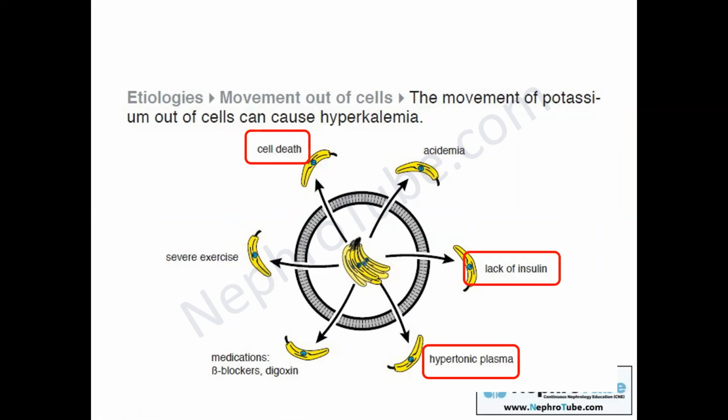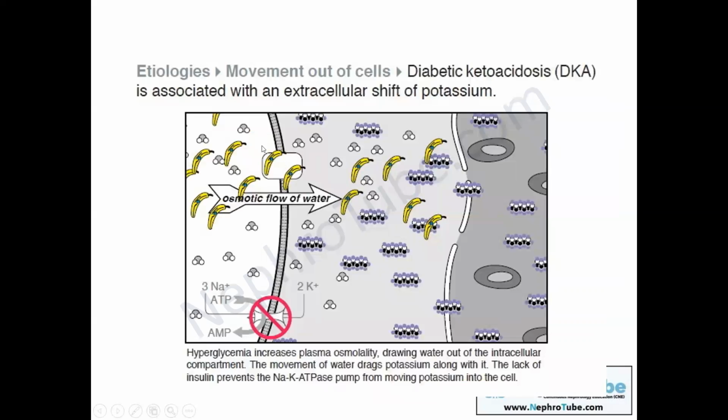Second cause that may lead to hyperkalemia due to outflux of potassium from the cell: hypertonic plasma and lack of insulin. What is the correlation between both? If this is the intracellular compartment, this is the interstitium and the plasma. If there is a hypertonic solution here, it will osmose water from the intracellular compartment to the extracellular part.